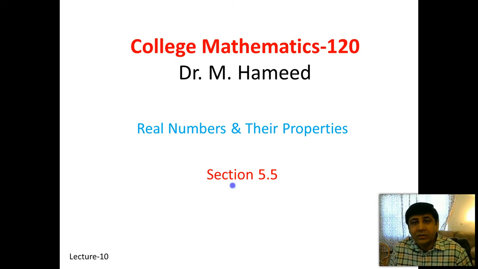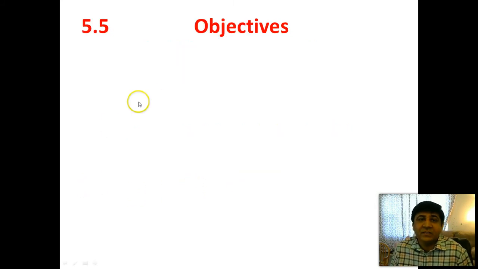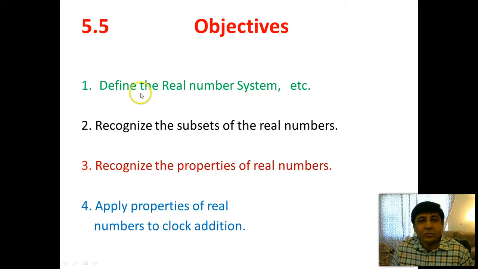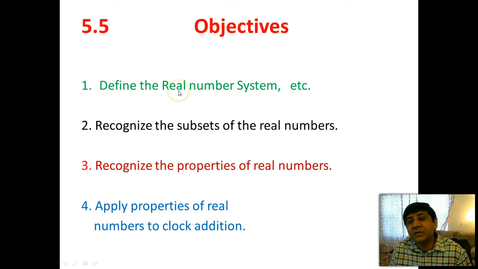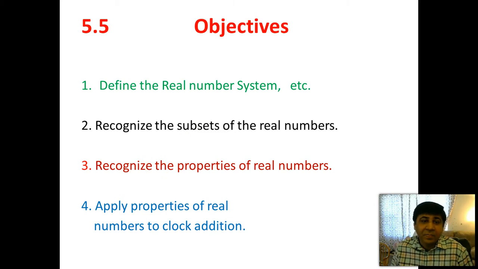Okay? So the objectives in this section are mainly about real numbers. We'll start this lecture by defining a real number system. We will talk about some subsets of the real number system. We will talk about some properties of real numbers. And then we'll apply these properties of real numbers to clock addition. We will introduce the term clock addition. I will explain more about that in a minute.